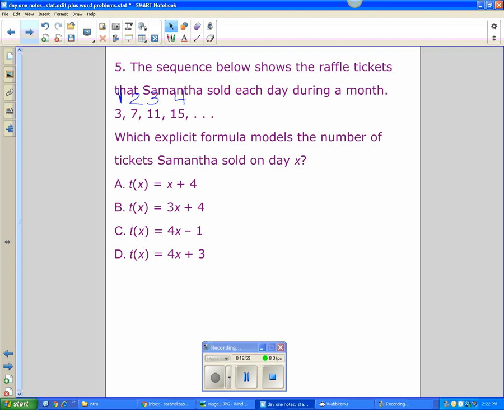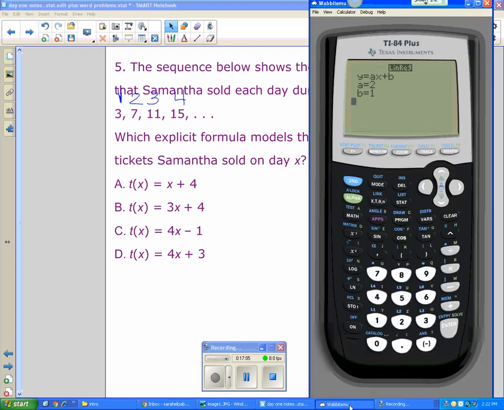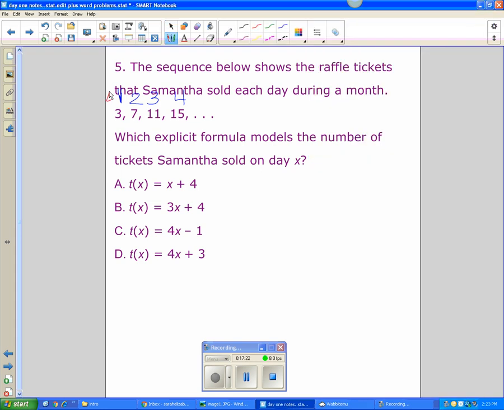All right, Monica, where do I put these numbers? What button? Stat. Dylan, where does 1, 2, 3, 4 go? On the left or the right? L what? L1. Good. So this is L1, and then L2, you put in the 3, 7, 11, 15.